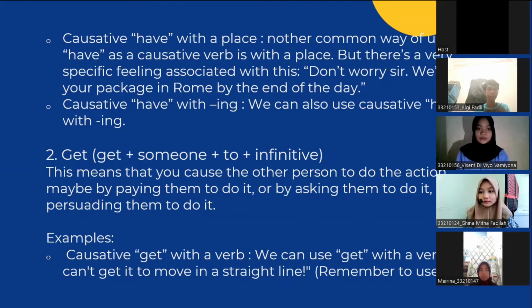And number 2 is about get. The form of get includes get plus someone plus to plus infinitive. This means that you cause the other person to do an action, maybe by paying them to do it, by asking them to do it, or by persuading them to do it. Examples: causative get with the verb. We can use get with the verb, and the sentence could be like, I can't get it to move in a straight line. And for information, remember to use to in this case.